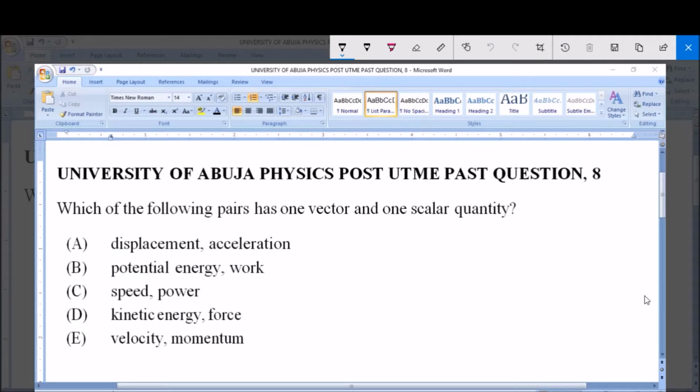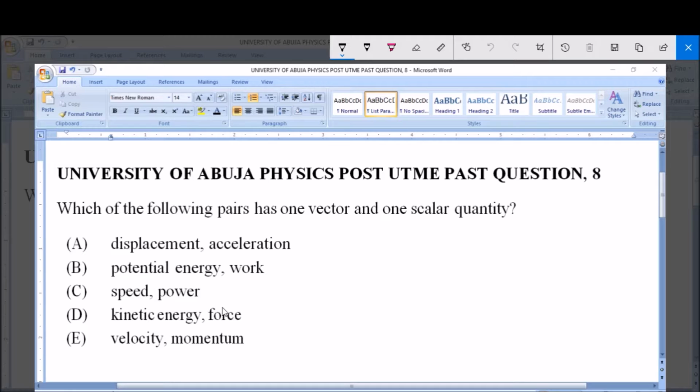And welcome. Today we'll be dealing with University of Abuja Physics Post UTME past question 8. Which of the following pairs has one vector and one scalar quantity? A. Displacement, acceleration. B. Potential energy and work.